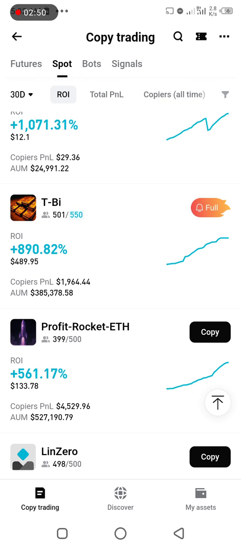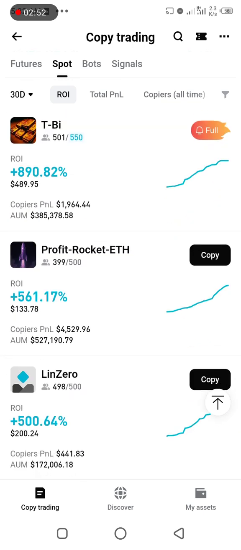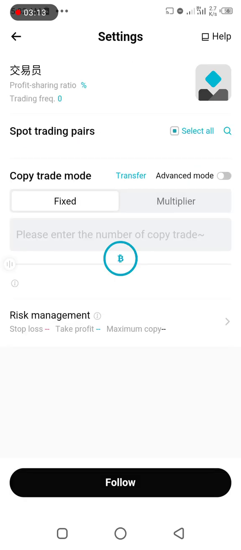The third person is not full. 399 people are copying this third person. That means you can key in now. I can key in now by clicking copy. His return on investment is 561.17%. So what you do is you just click on copy like this. The top person is who I want to copy today.